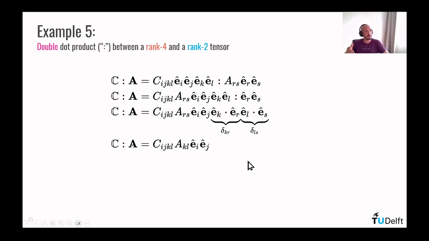And this is exactly what we have for stress. The stress tensor, which is a rank 2 tensor, equals the rank 4 tensor, what we call the stiffness matrix. It's actually a rank 4 tensor, double dot product with the elastic strain. And elastic strain is also a rank 2 tensor. Okay.